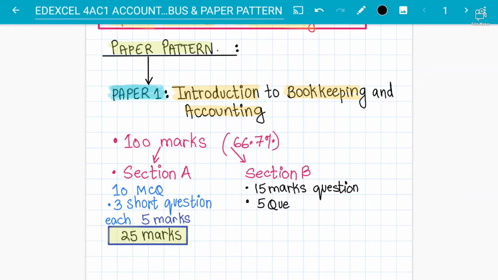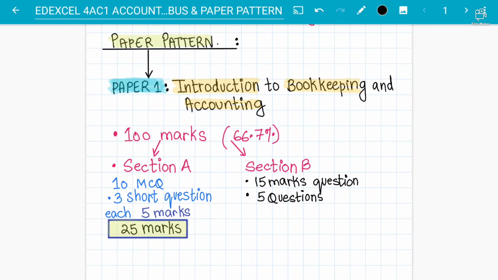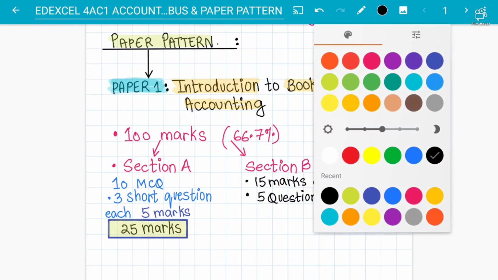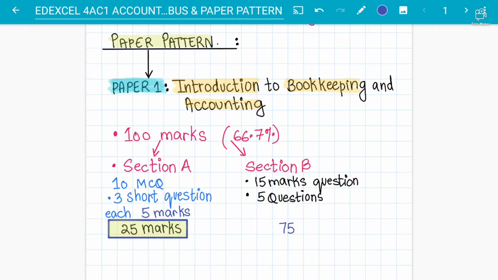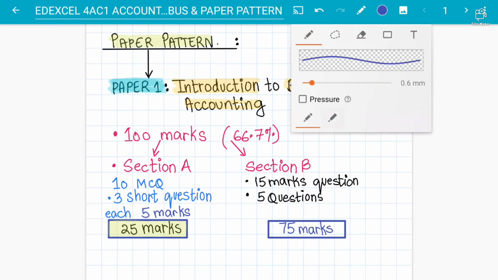The 5 questions worth 15 marks each have multiple parts, maybe part A, part B, part C, part D. That's how it can go. I'll repeat: section B will test you with 5 questions, each of 15 marks, so the total becomes 75 marks. 5 fifteens is 75. That's how the 100 marks are split between 25 and 75 marks in paper 1.